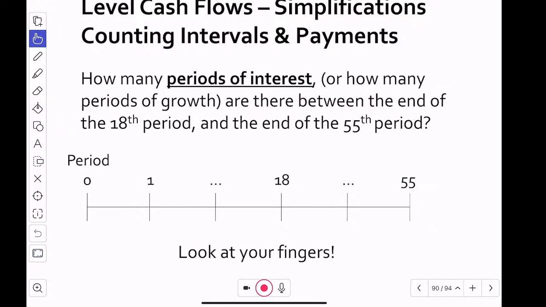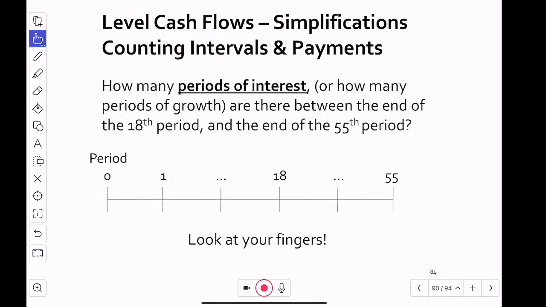All right, I'm going to take a break here to talk about the difference between periods of interest or periods of growth and payments in the timeline. Here's the basic timeline, and I've marked the end of period 18 and the end of period 55. I asked you the question: how many periods of interest or growth occur between the end of the 18th and the end of the 55th period? How would you figure that out?